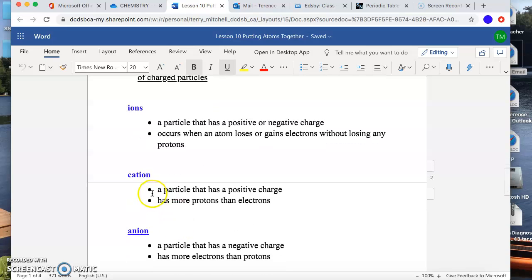Now, if a particle gets a positive charge because it's lost electrons, it's called a cation. So that was like sodium. It lost an electron, so it got a positive charge. So that sodium would be a cation. And the chlorine had a negative charge because it had more electrons now, so it's called an anion.